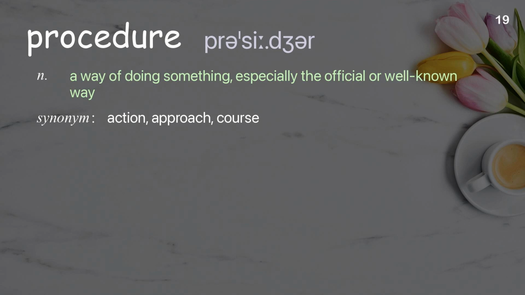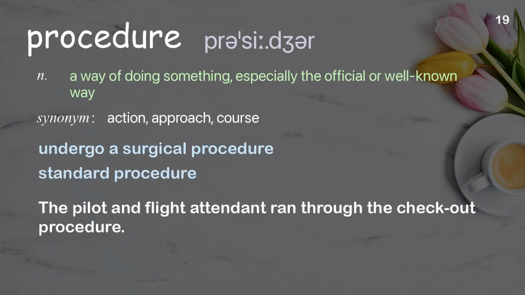Procedure. A way of doing something, especially the official or well-known way. Examples: undergo a surgical procedure, standard procedure. The pilot and flight attendant ran through the checkout procedure.